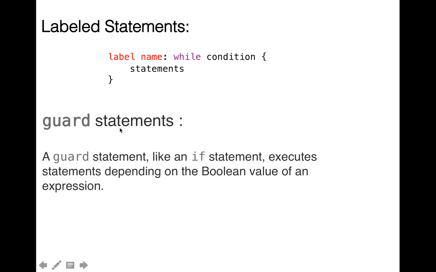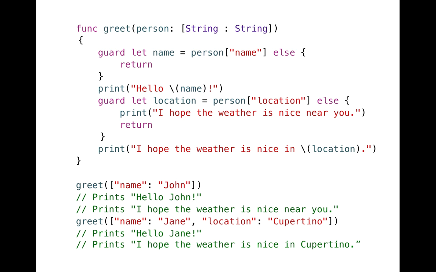Another statement is the guard statement. I think it's special to Swift. C does not have the guard statement. A guard statement is similar to an if statement, but it executes statements depending on the Boolean value of an expression. Guard is always used with else. Okay, that's important: always used with else. Let's see an example.